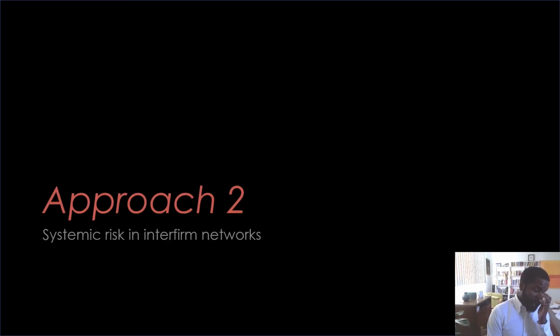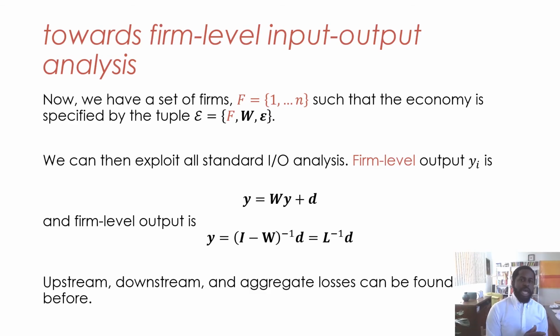Now, here's our second approach. The second approach is to build on that and to say, well, we really would like to have true interfirm network analysis, because that is where systemic risk really lies. And now going towards firm-level input-output analysis, I think warrants a little bit of math discussion for a minute, because now we have this set of firms.